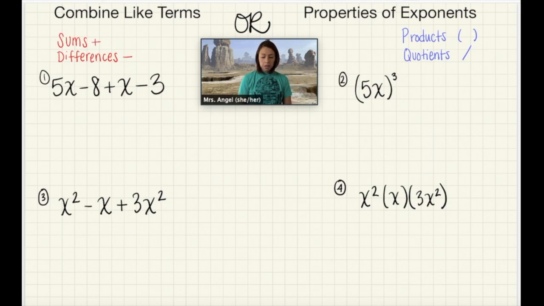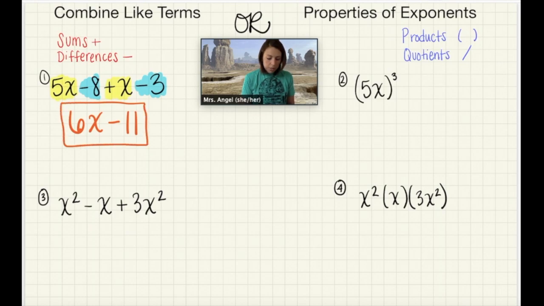So number 1, find the like terms. I see a 5x and a positive x, and then I see a constant of negative 8 and a constant of negative 3. Now, normally we would read that as minus 8 and minus 3, but subtracting is equivalent to adding a negative, so I'm going to think of those as negatives. Let's combine. So 5x plus another x is 6x, and negative 8 and negative 3 makes negative 11. And there's nothing else I can do there because I'm not left with any other like terms, so I know that my expression is fully simplified.